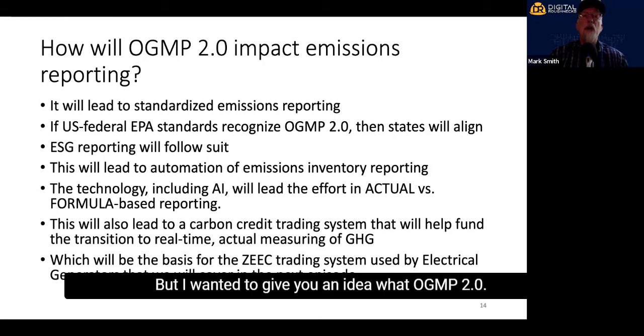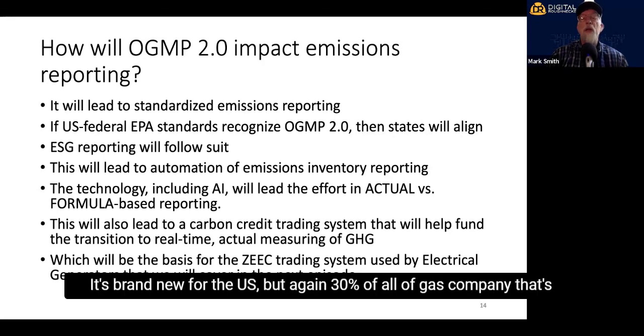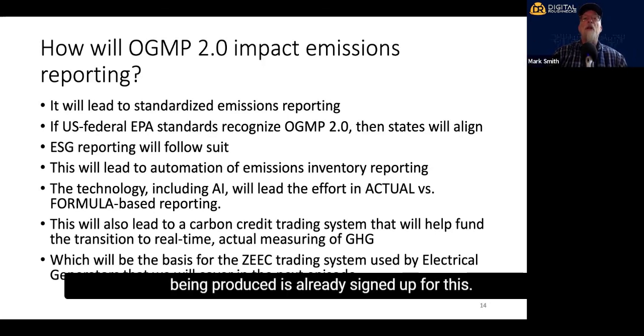Wanted to give you an idea of what OGMP 2.0 is. It's brand new for the US, but again, 30% of all the oil and gas being produced is already signed up for this.